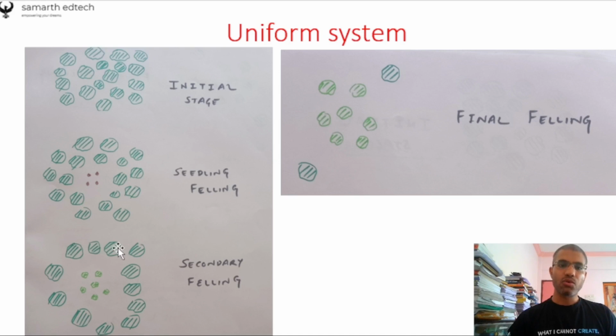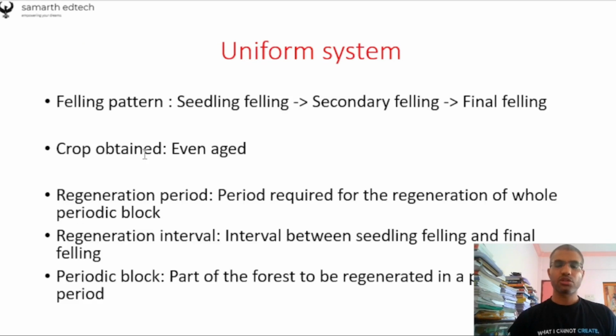And in the final felling stage, what is going to happen? The entire old trees, the dark green trees that you can see in the secondary felling stage, have been cut down. Only 1 or 2 have remained, and the light green has entirely grown up. So this is the final felling. This is the concept of seedling felling, secondary felling and final felling. Please remember these three felling stages because it is very much important and it makes the entire base of your shelter wood system. So the crop obtained, as I have already told, is even aged.